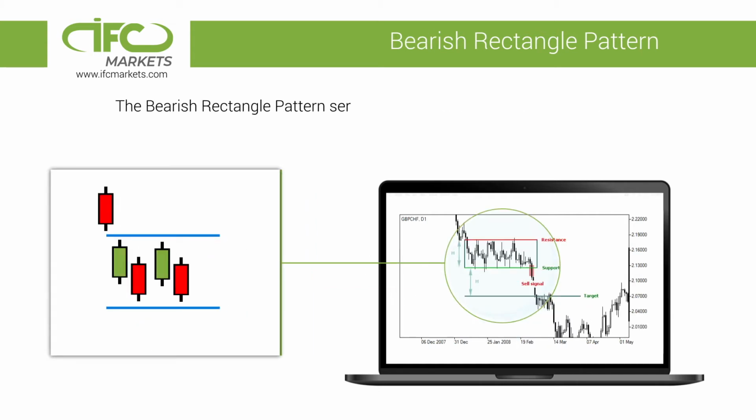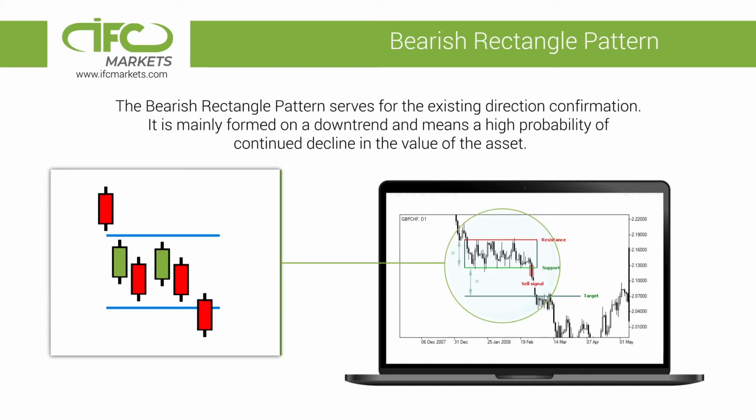The bearish rectangle pattern serves for the existing direction confirmation. It is mainly formed on a downtrend and means a high probability of continued decline in the value of the asset.